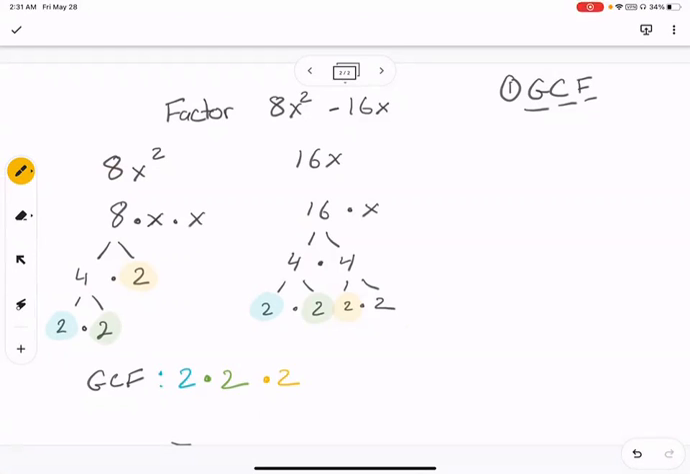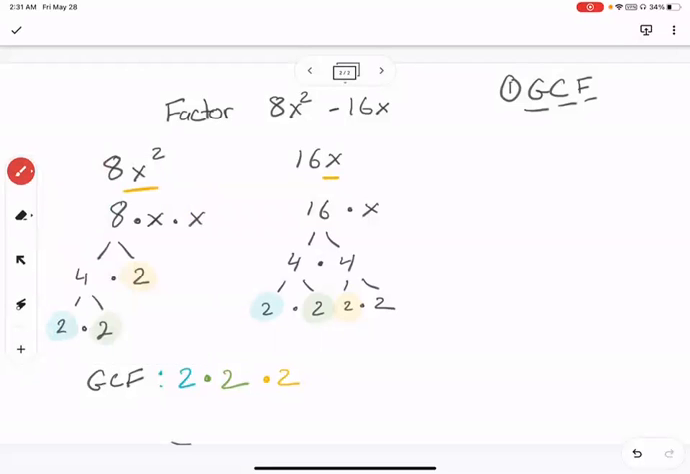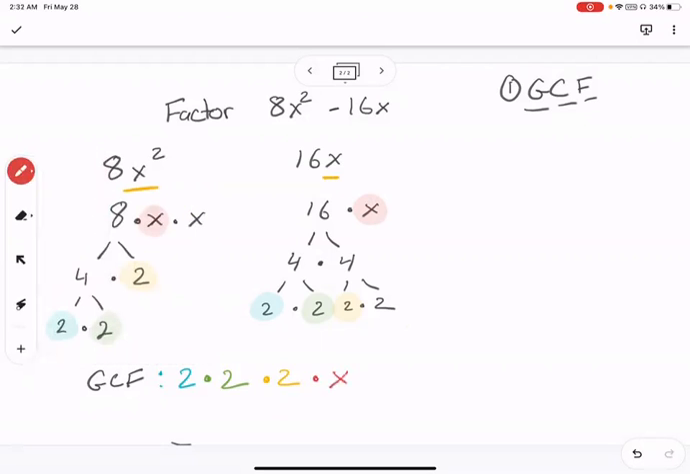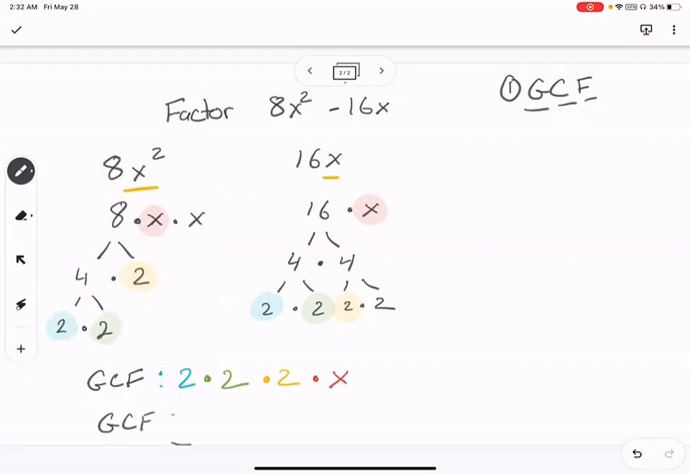But we have to go back because we have x squared and x. So earlier we split this up. How many pairs of x's do we have? We have 2 x's here and 1 x here. I can pair off one set of them. So we're also multiplying by x. So our GCF is 2 times 2, which is 4, times 2, which is 8, times x. Our GCF is 8x.